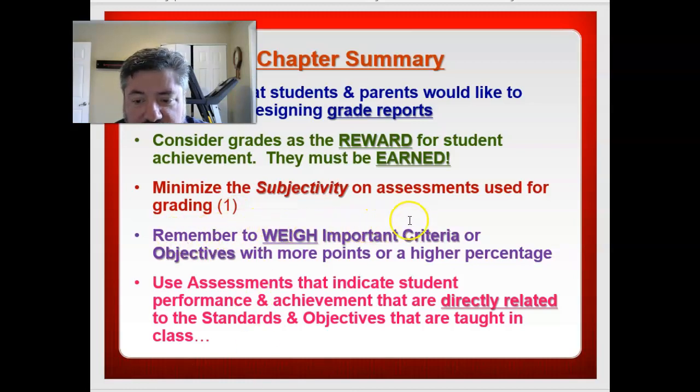Remember, it's important to weigh your important criteria or your important objectives within a unit with more points or a higher percentage related to the grade. The most important things should have higher point totals. And then use assessments that indicate student performance and achievement directly related to the standards and objectives that you're teaching in class. Try not to score something that isn't what you've taught and given them opportunities to improve in class.